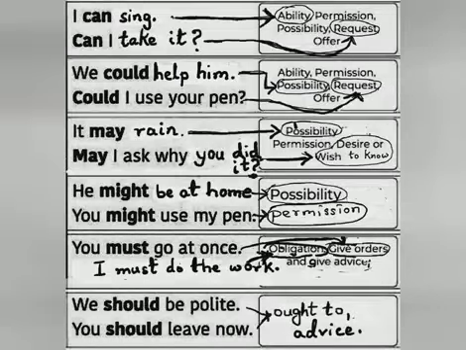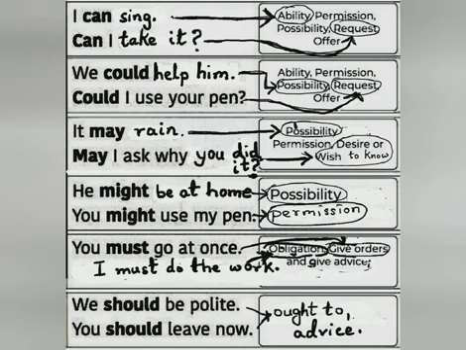In this chart, the different uses of modal verbs have been shown. I can sing. When a person says, I can sing, it means he is expressing his ability to sing. Can I take it? Here, a request is being made. So, the person is asking for permission to take the object.